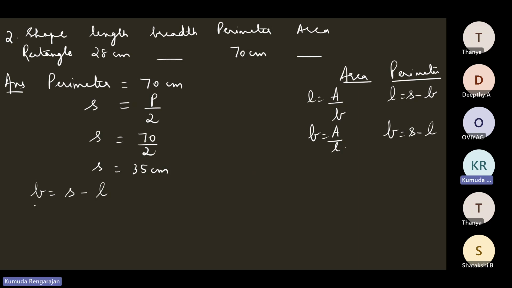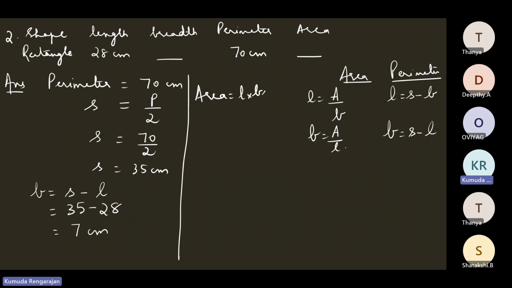Okay, so breadth is equal to semi-perimeter 35 minus the length, which is given as 28. So 35 minus 28 is 7 centimeters. The breadth of the rectangle is 7 centimeters. Now the area. Area is easy, no? Area of the rectangle is equal to L into B square units.